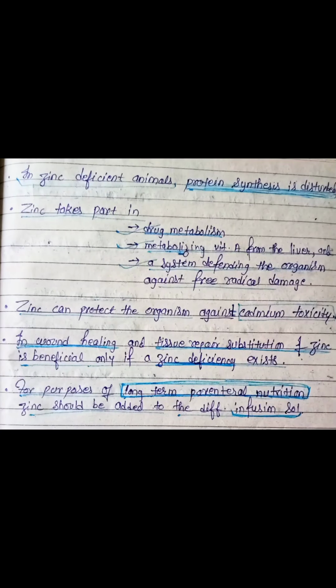In zinc deficient animals, protein synthesis is disturbed. Zinc takes part in drug metabolism, metabolizing vitamin A from the liver, and a system defending the organism against free radical damage. Zinc can protect the organism against cadmium toxicity. In wound healing and tissue repair, substitution of zinc is beneficial only if a zinc deficiency exists. For the purpose of long-term parenteral nutrition, zinc should be added to the different infusion solution.